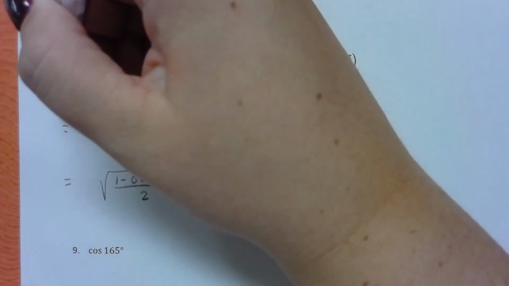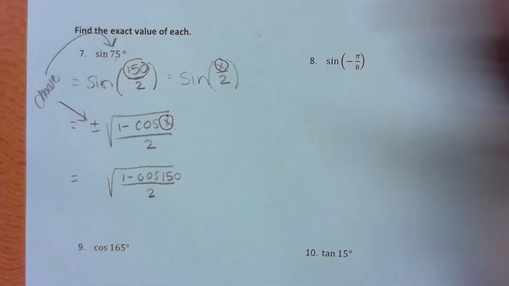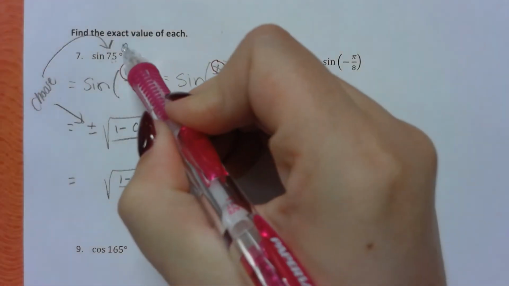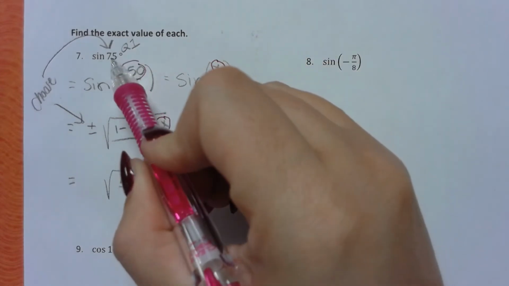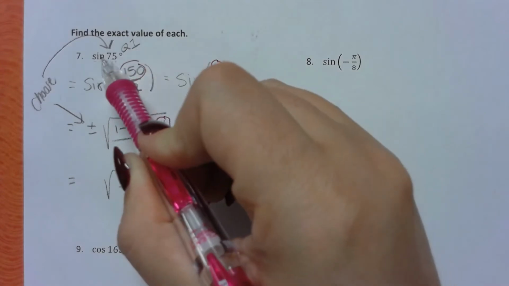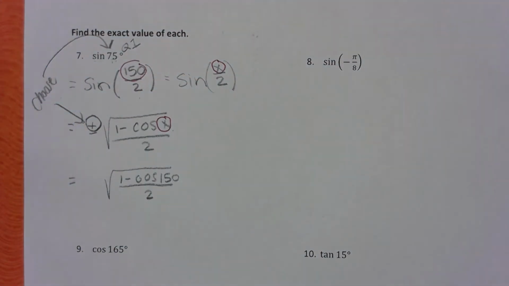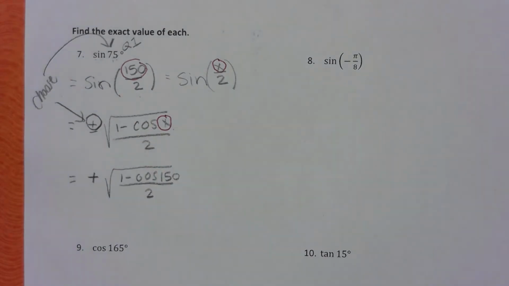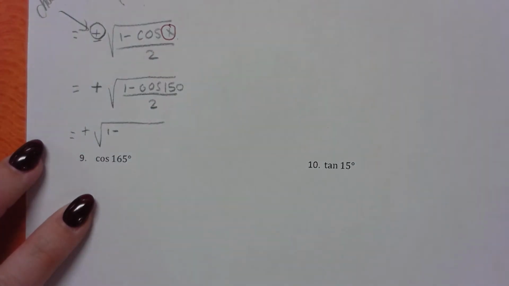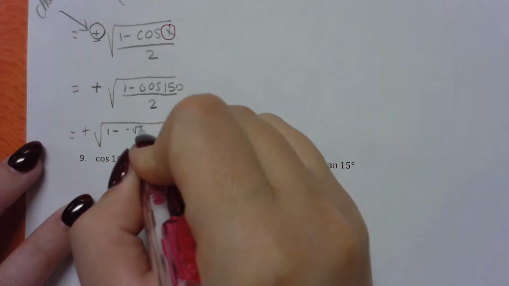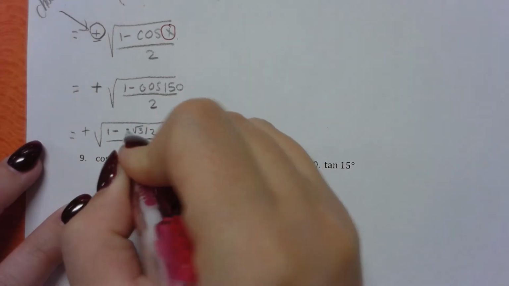Now, just like before, this does not mean plus or minus. This means we're choosing, is it plus or is it minus? So let's look at this. Sine of 75 would be in quadrant 1. I get that 150 is not in quadrant 1, but sine of 75 is our answer. Sine is positive in quadrant 1, so this answer is going to be positive. Now, we know that cosine of 150, that's a 30-degree angle, so it's going to be negative root 3 over 2 in quadrant 2. Cosine is negative.